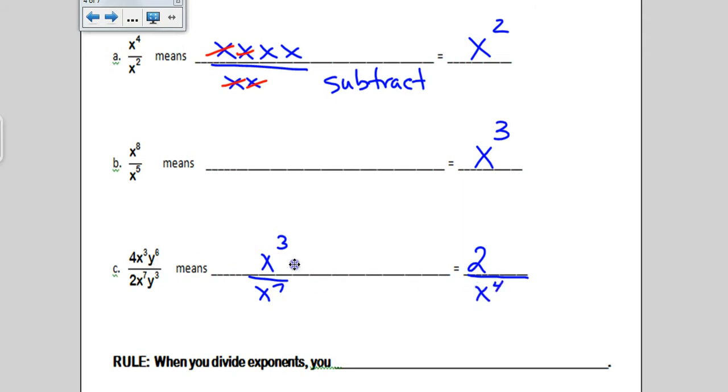And then for the y's, we've got y to the 6th over y to the 3rd. And this time there's 3 more y's on the top than on the bottom, and that's why you have y to the third on the top. So it was a little more complicated than just your typical division problem. So when you divide exponents, you subtract.